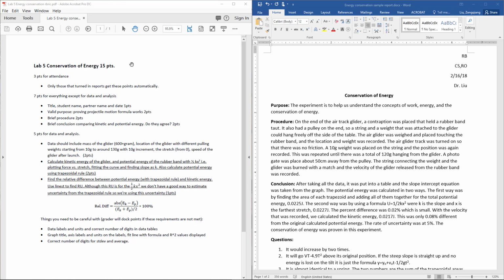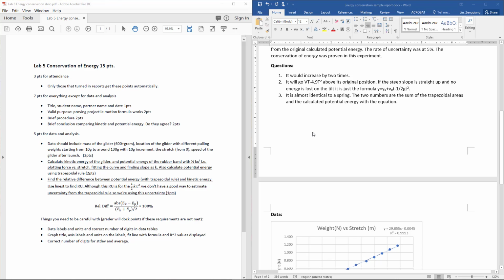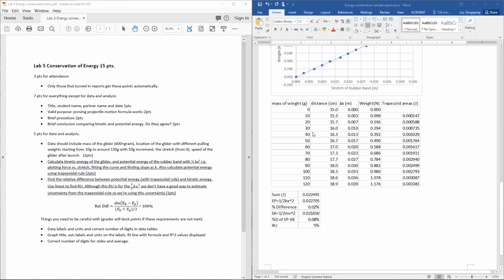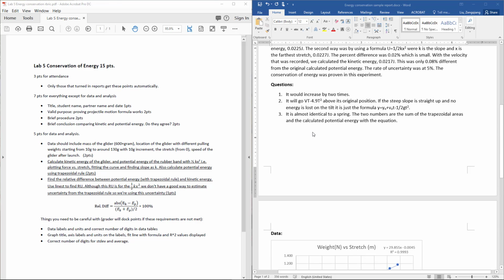Okay, so this is a lab rubric for the conservation of energy, and there's a sample lab report. So let's take a look compared to the rubric. So we have the student name and the lab partners and the date. These are all good. The title's in there. There's purpose, procedure, conclusion, and there's also a question section that I used to have. And there's data, I suppose data and analysis. So the sections are all there.